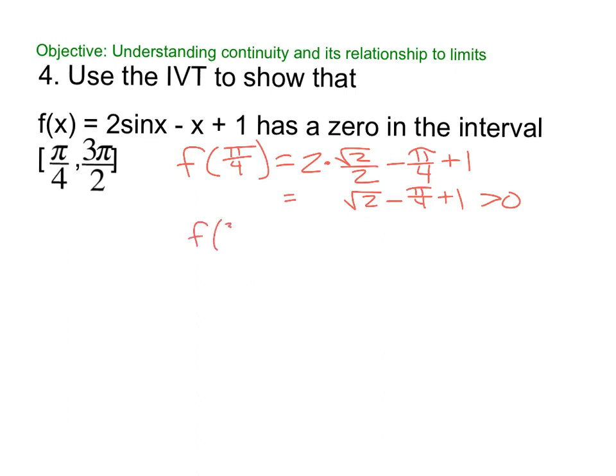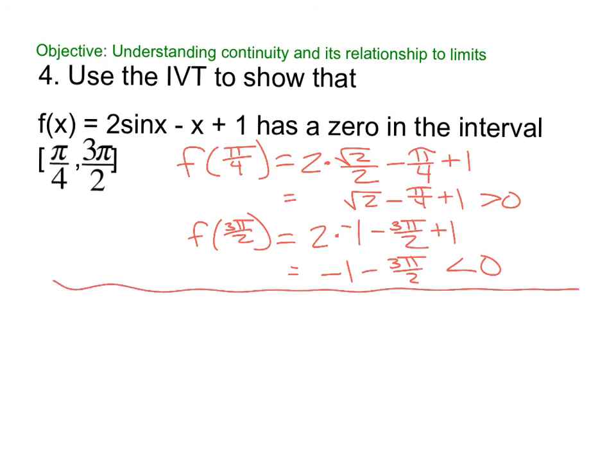And then f of 3 pi over 2. So that would be 2 times, what is that, -1? Sine, yep, -1, minus 3 pi over 2 plus 1. So that ends up being -1 minus 3 pi over 2, which is less than 0. So I have something positive, something negative. So now I'm going to write my statement.